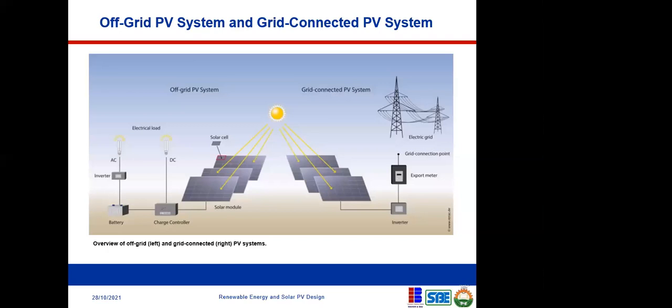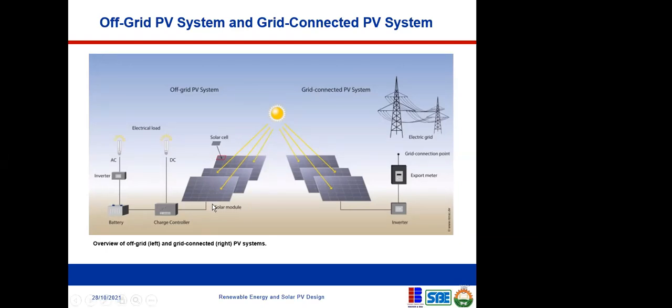So let us look at the applications of solar systems. You have off-grid PV applications, and you have on-grid connected PV systems. Now these are two different ways of implementing solar systems. The off-grid systems mean that they don't interface with the grid. They don't have any connection with the grid. So you generate it via your solar cells.